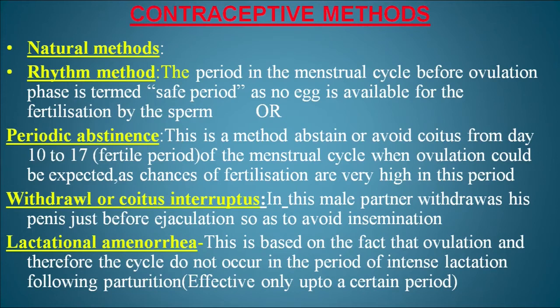Third one is withdrawal or coitus interruptus. In this, the male partner withdraws his penis just before ejaculation so as to avoid insemination. Lactational amenorrhea. This is based on the fact that ovulation and therefore the cycle do not occur in the period of intense lactation, but it is effective only up to a certain period.